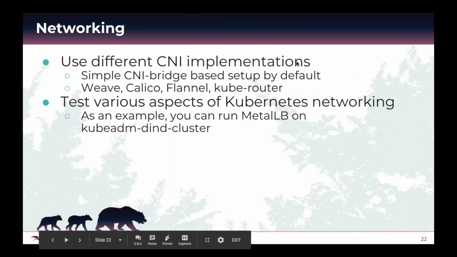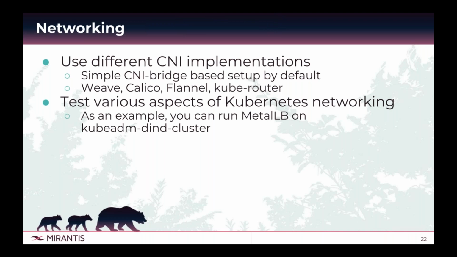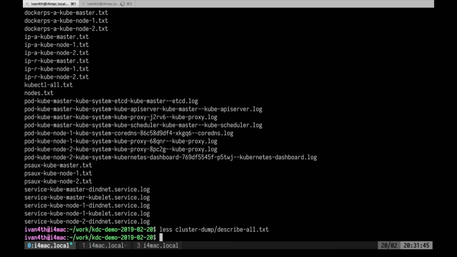Next, the networking part. KDC has support for multiple CNI implementations: Calico, Flannel, and kube-router. The latter one is a bit limited right now, but I think we will fix it soon. And you can also test rather interesting aspects of Kubernetes networking right on your test cluster, one of which is MetalLB, which I'm going to show you as a part of the live demo.